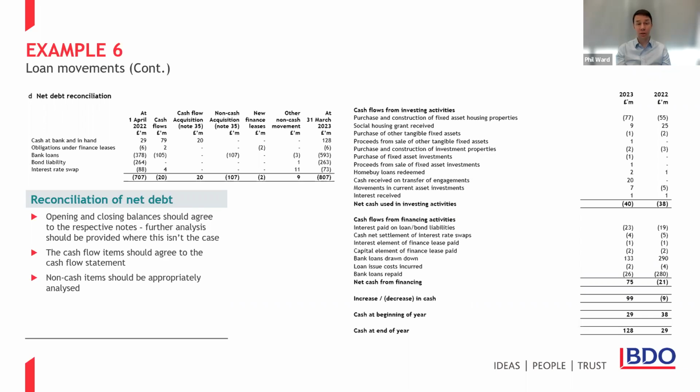You're required to separately show how they've moved from cash flows, how they've moved from acquisitions and disposals, any new finance leases, and any other non-cash movements. Just some points to make quickly on this, and common errors I find when I'm looking at these: each of these opening and closing balances should tie into another area of the financial statements. So either the statement of financial position or the notes to the accounts. If they don't tie in directly, I'd expect additional analysis to show how they tie in.